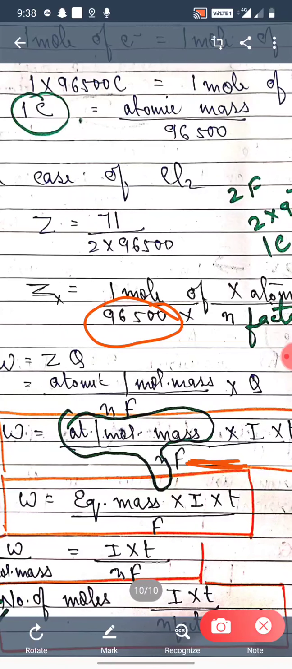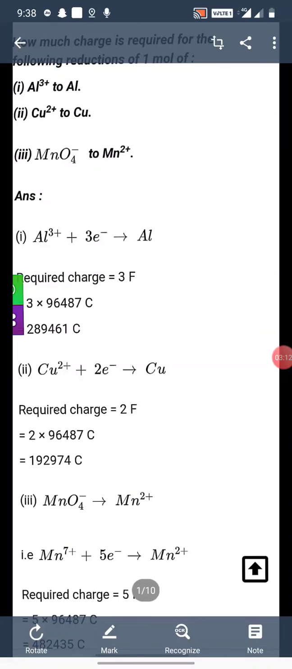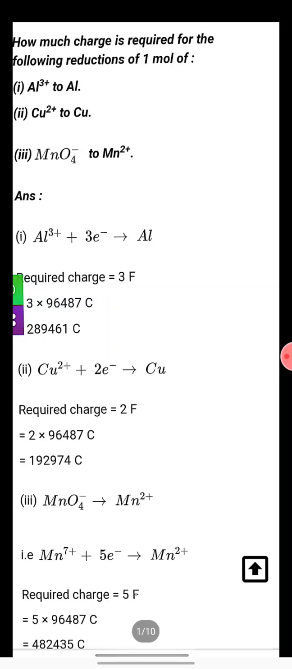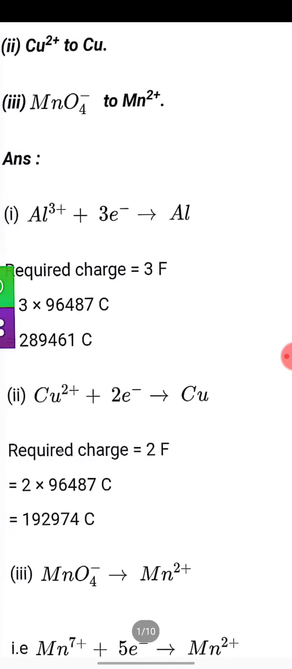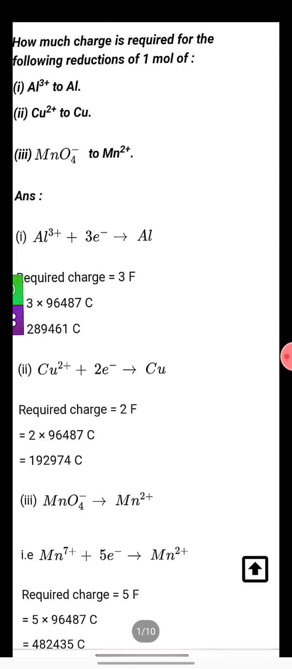Now coming to the numerical part. Here is the first numerical from NCERT, children. How much charge is required for the following reductions: 1 mole of Al3+ to Al, Cu2+ to Cu, and MnO4- to Mn2+. So in this case you need to find out how much charge or how much Faraday will be required to bring about the following conversions.